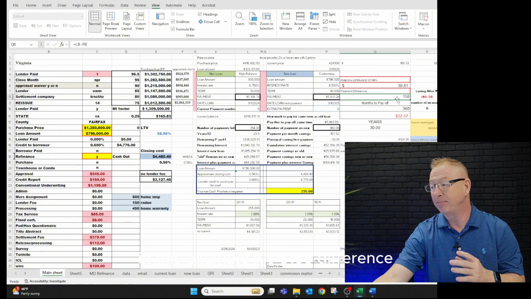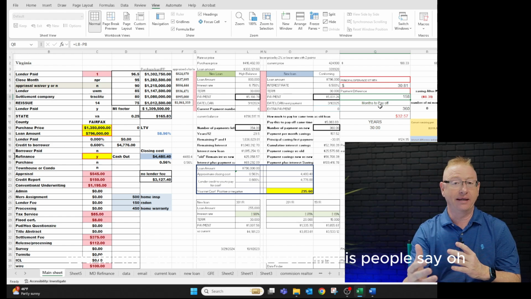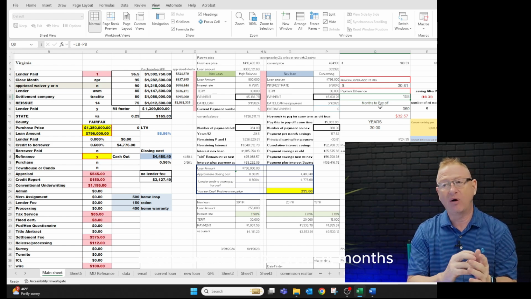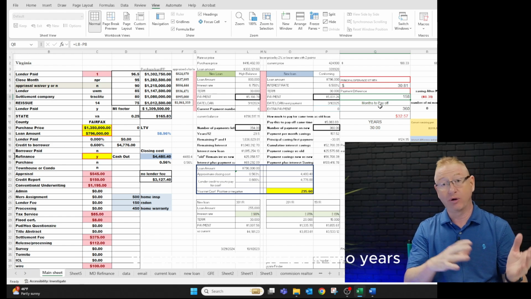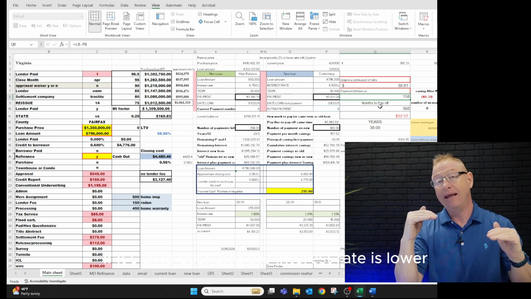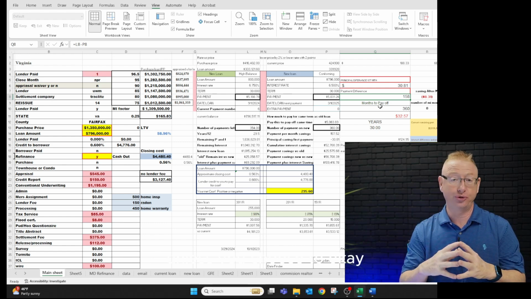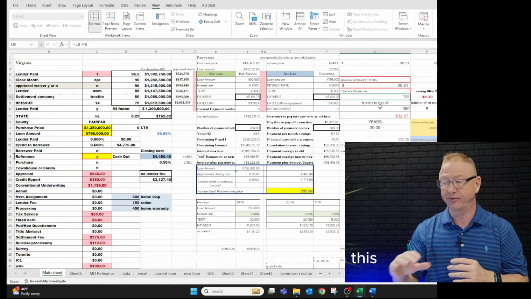In this example, it's a $158 difference. A pet peeve of mine is people say, oh, I don't want to go back 6 months or I don't want to go back 2 years. You never go backwards if it's a no cost and the interest rate is lower, unless you choose to. Okay. And I'm going to go through this.